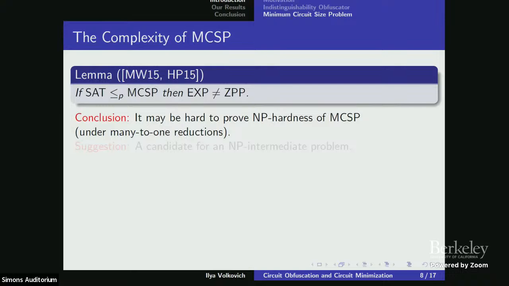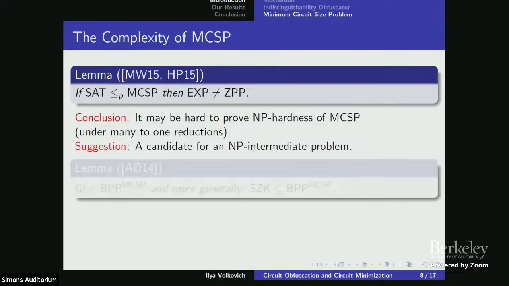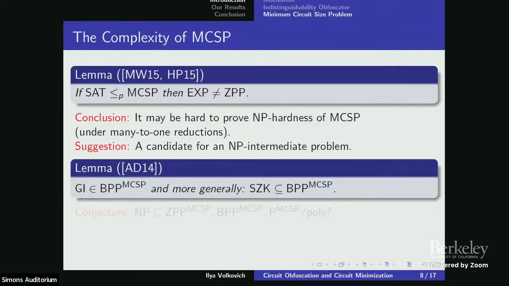Based on that, there was a suggestion that we should perhaps treat MCSP as an NP-intermediate problem, those problems in between. And in fact, there are great results to support it, by Allender and Das, that show that you can solve graph isomorphism. And in fact SZK, the class of problems that we all like and that has all those nice cryptographic problems, we can solve with BPP to the MCSP.